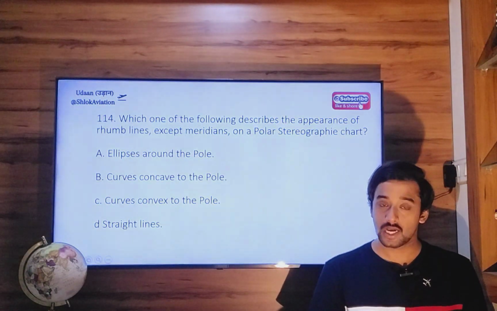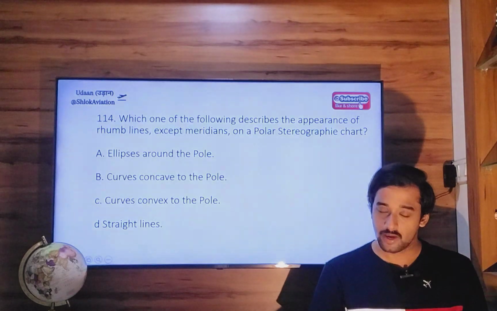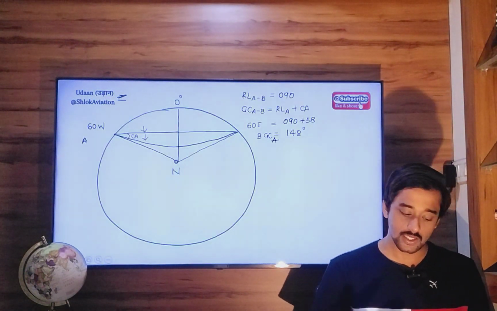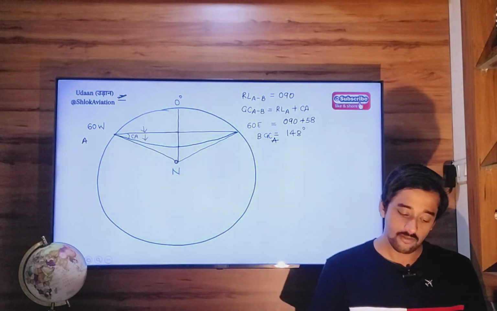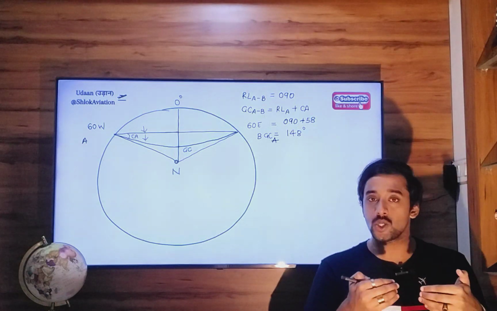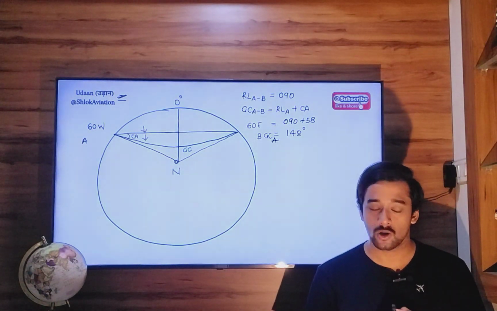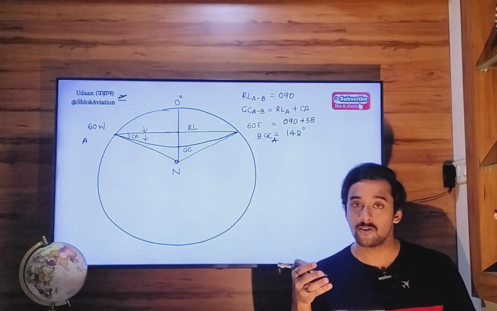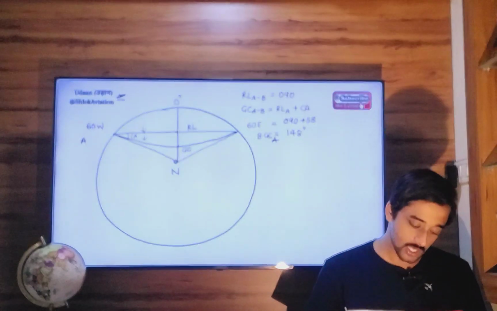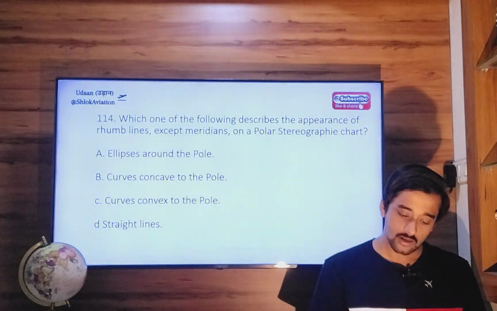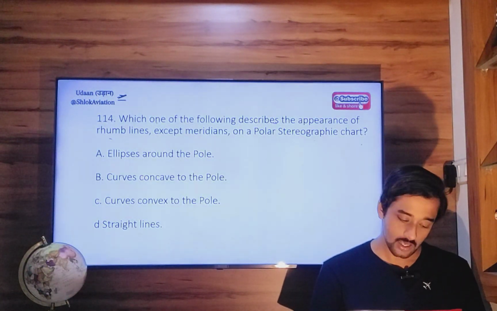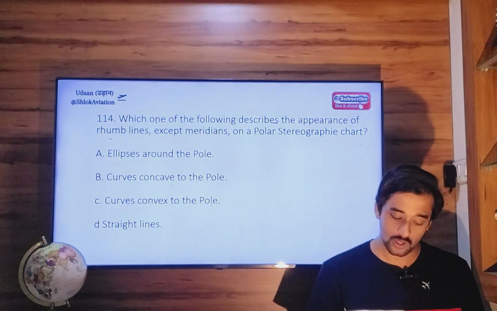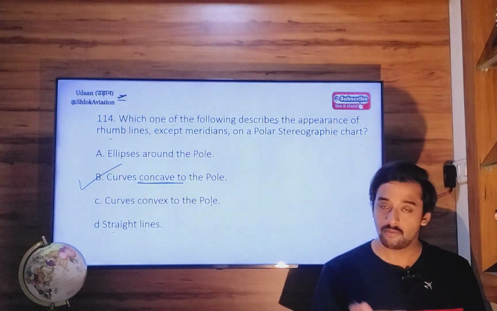Which one of the following describes the appearance of rhumb lines except meridians on a polar stereographic chart? So just now we did this. Question number 111. Here we have this great circle track which is bending towards the North Pole or convex towards the North Pole. And this is your rhumb line. So rhumb lines are curves which are concave, bending away from the nearest pole. So the correct answer here will be the appearance of rhumb lines on a polar chart. Ellipses around the pole, curves concave to the pole, curves convex to the pole, straight lines. So they are curves concave, bending away from the pole.